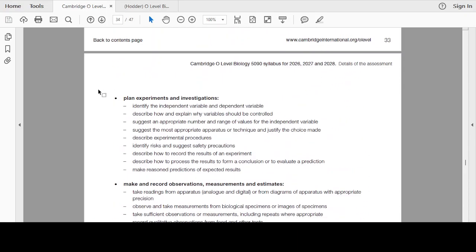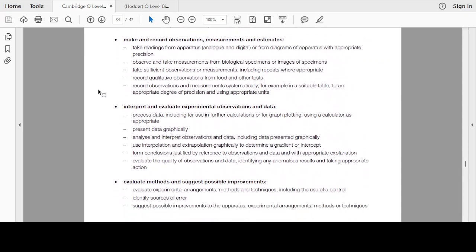Okay. Make and record observations, measurements, and estimates. So take readings from apparatus. Now, obviously, you're not doing paper three. So in paper four, they might give you an image of some sort where you have to read off a scale or the stopwatch, whether it's analog or digital, or from diagrams of apparatus with appropriate precision. So they might give you a zoomed in image of a measuring cylinder, for example, and you will have to read the volume of the liquid in it.